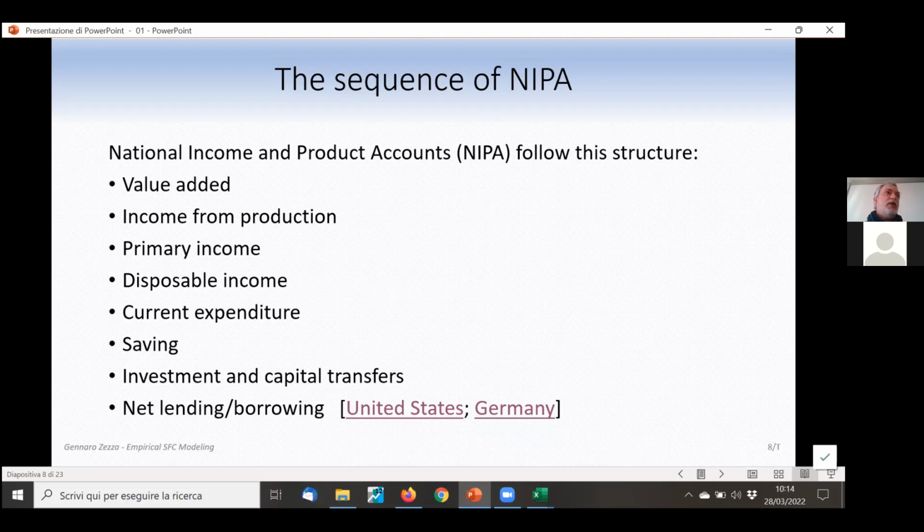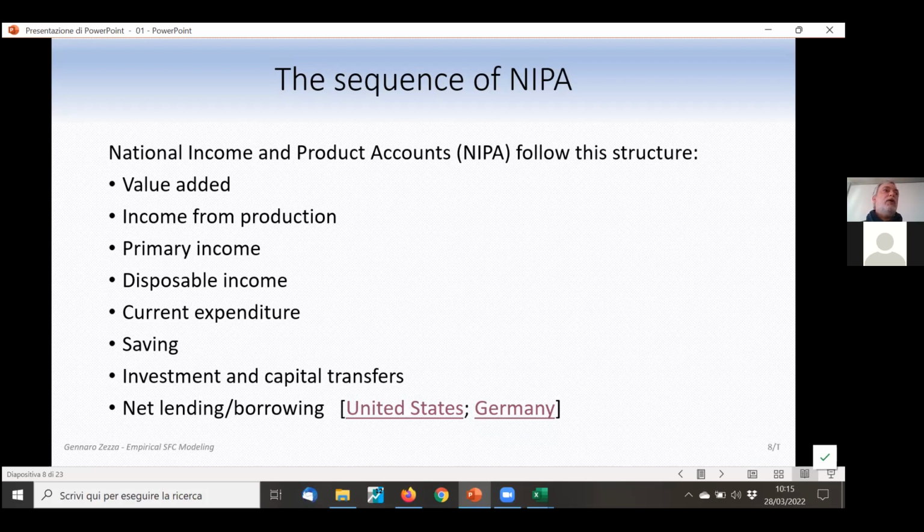For the Levy model for the United States, we use the NIPA data, the national accounts, but we also use flow funds data. So the procedure we adopted for the Levy model of the US is very similar to what I will present this week. Then we have other models now. We have a model for Greece.